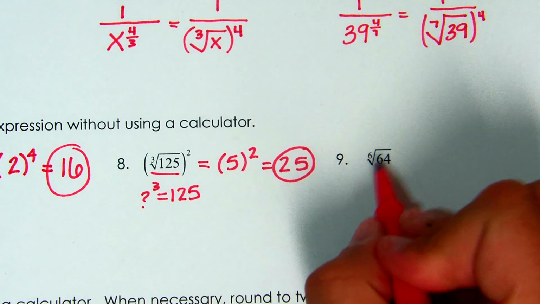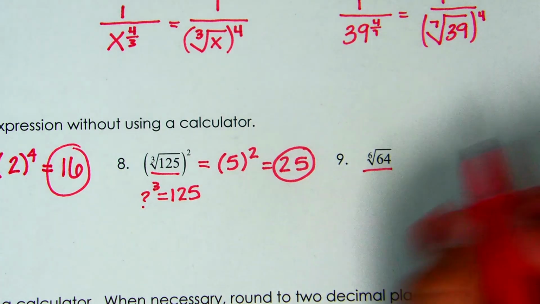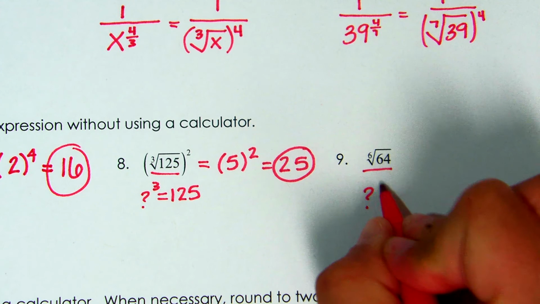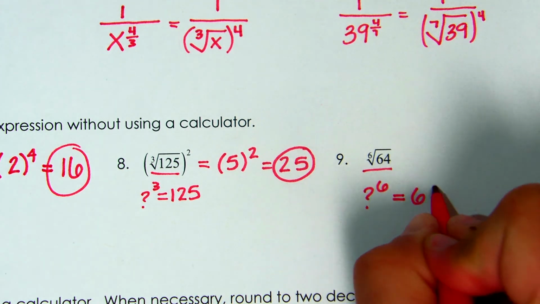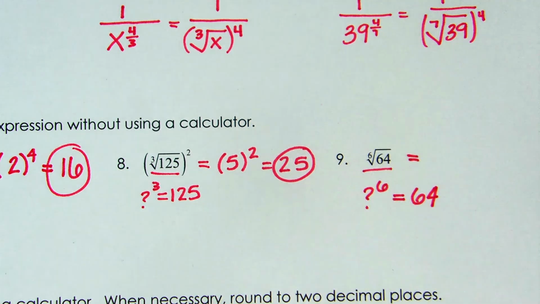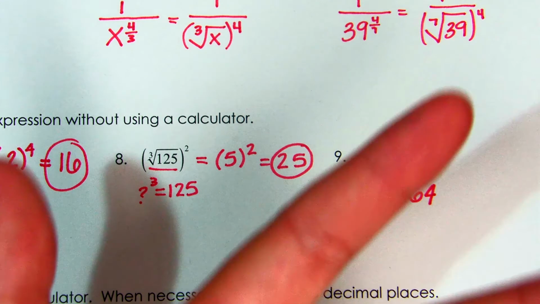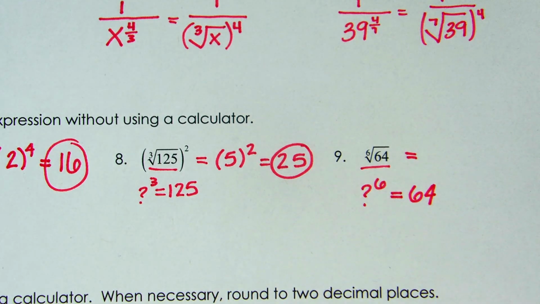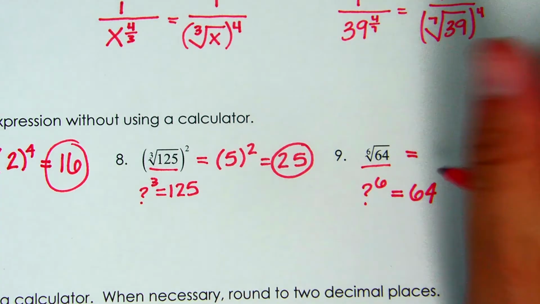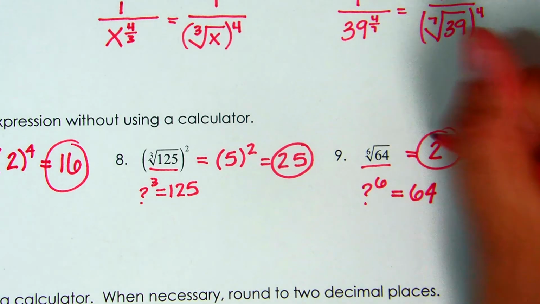Okay, this last one, the 6th root of 64, is saying what to the 6th power equals 64? Alright, so let's try 2, because that's a good place to start. 2 times 2 is 4, times 2 is 8, times 2 is 16, times 2 is 32, times 2 is 64. So that works indeed. 2.